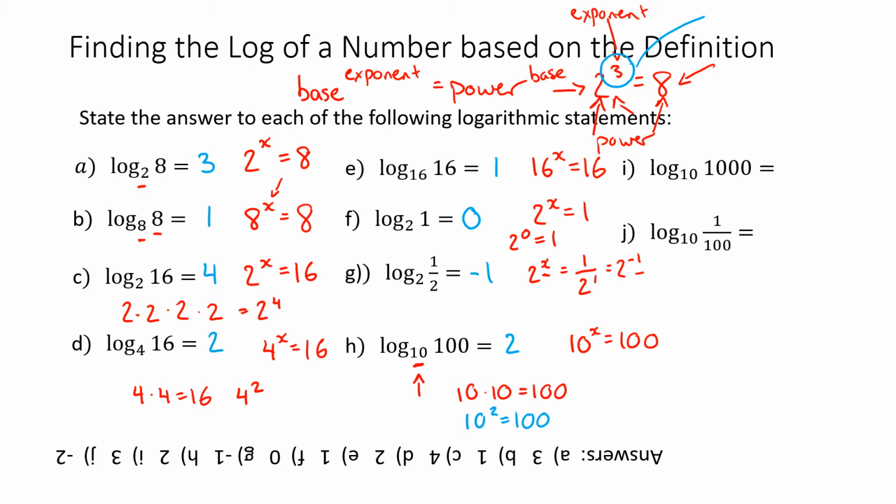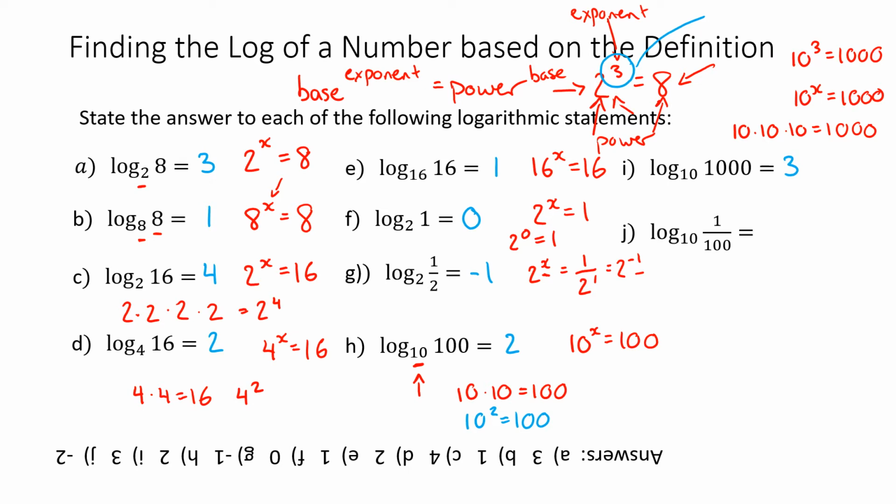Example I, we have log of 1,000. Again, the base is 10. So 10 to some exponent x must be equal to 1,000. We have 10 times 10 is equal to 100 times 10 is equal to 1,000. So that means that 10 to the exponent 3 is equal to 1,000. So our logarithm here is equal to 3.